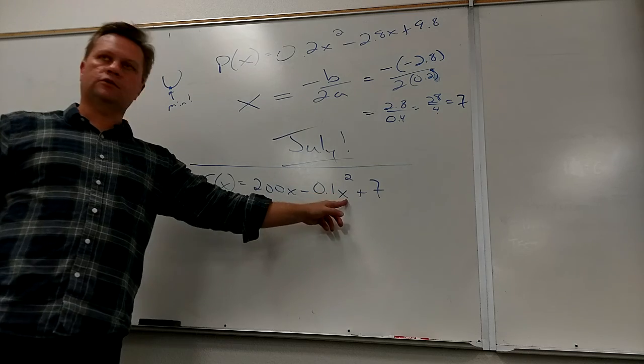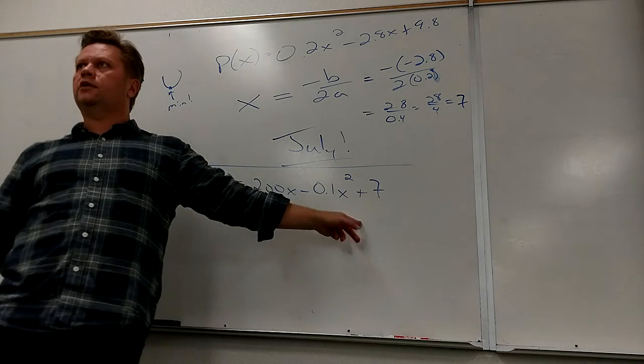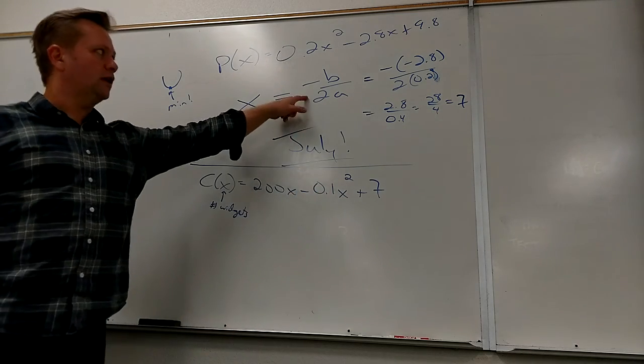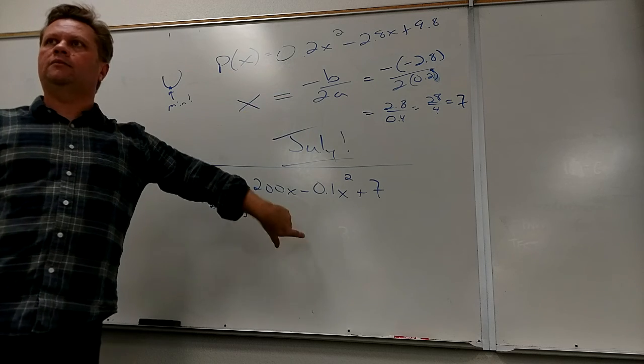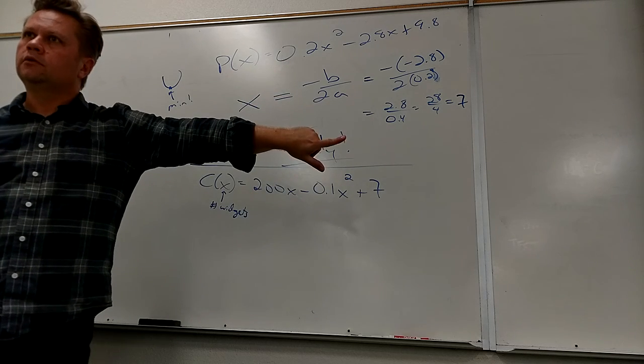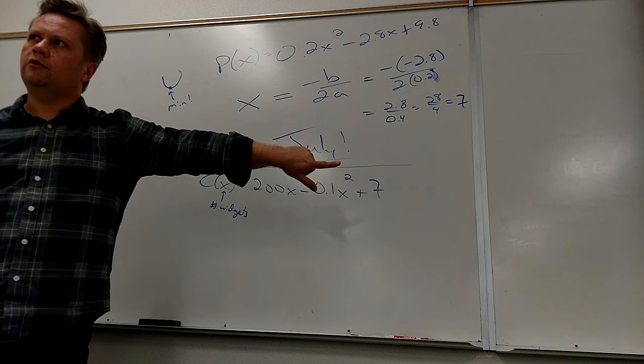A is the number in front of X squared. B is the number in front of X. C is the number by itself. I like it. So they can use the same idea to find the max of this. Are you guys semi with me?